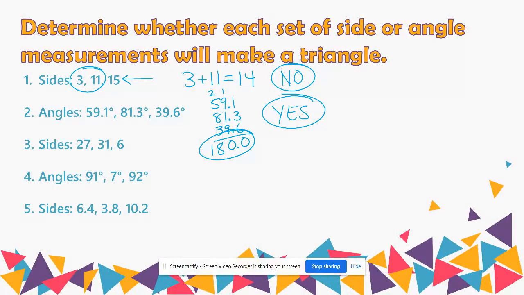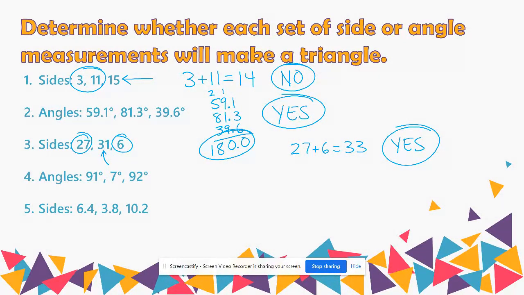All right, number 3, I have 3 sides. I've got 27, 31, and 6. I take the two small, the 27 and the 6. I add those together. So 27 plus 6 gives me 33. 33 is bigger than 31. So that's a yes. It worked that time. So if the two smaller ones are bigger than the other one, it's a yes.